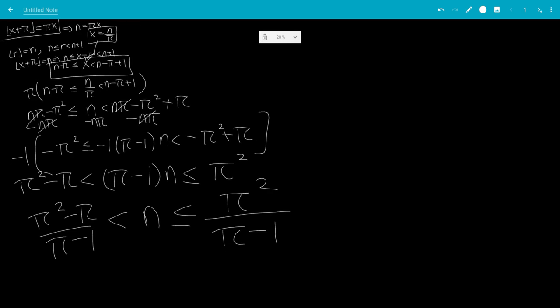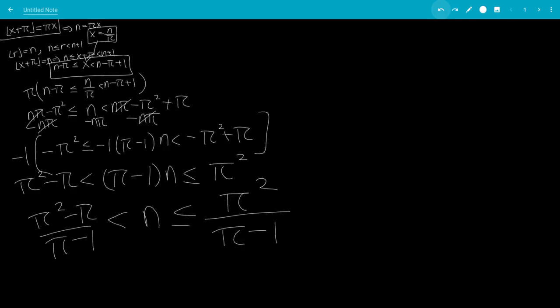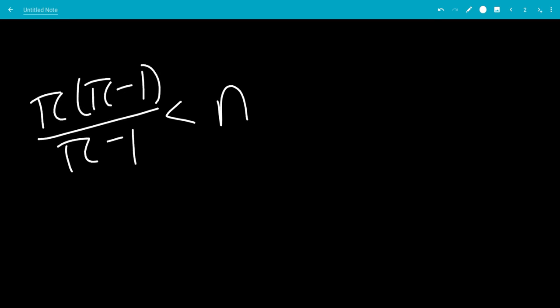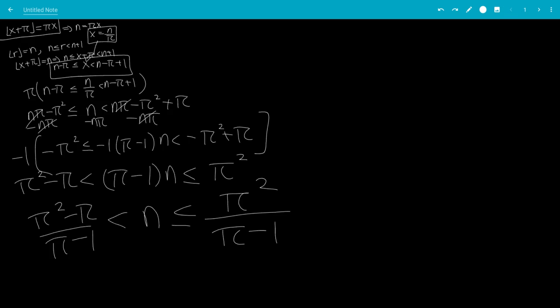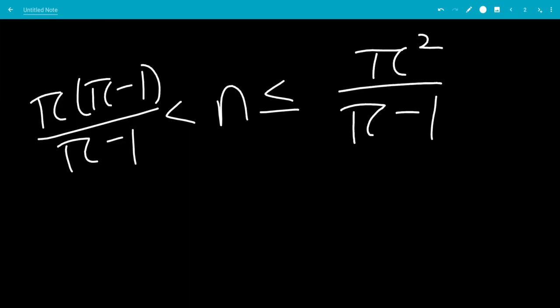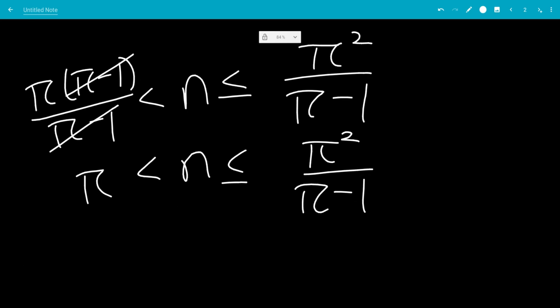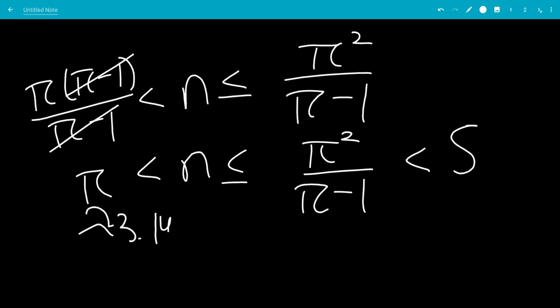Okay. So now we're going to repeat that. Right here we can factor a pi out, leaving us with pi times pi minus 1 over pi minus 1, less than or equal to pi squared over pi minus 1. These will cancel because pi minus 1 is not equal to 0. So n will be greater than pi, but it'll be less than or equal to pi squared over pi minus 1. And this is less than 5, and this is obviously pi, so this is 3.14, etc.